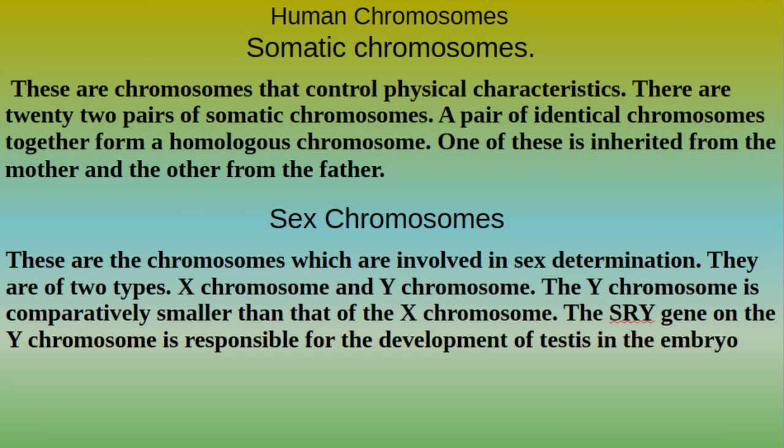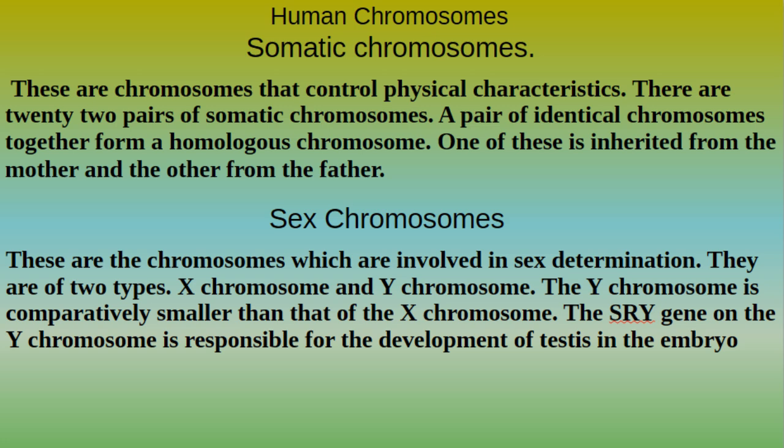Human chromosomes: somatic chromosomes and sex chromosomes. These are chromosomes that control physical characteristics. There are 22 pairs of somatic chromosomes. A pair of identical chromosomes together form a homologous chromosome. One of these is inherited from the mother and the other from the father.